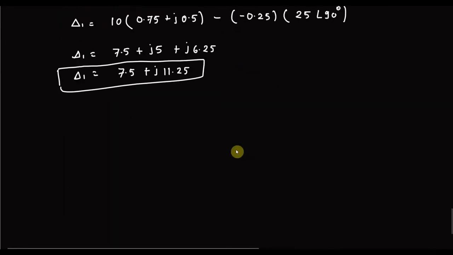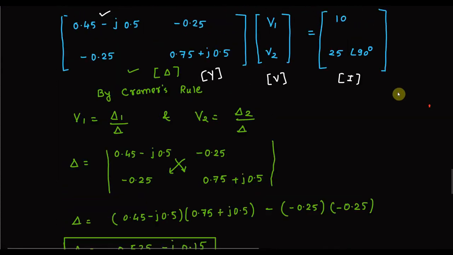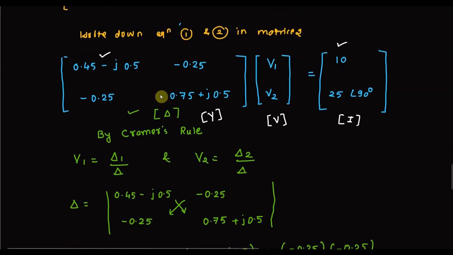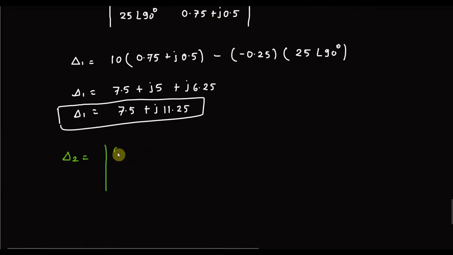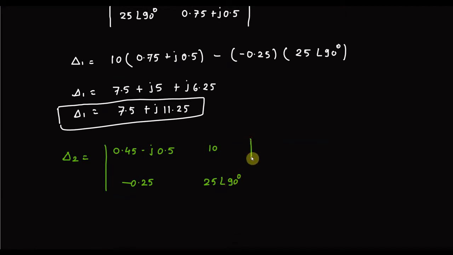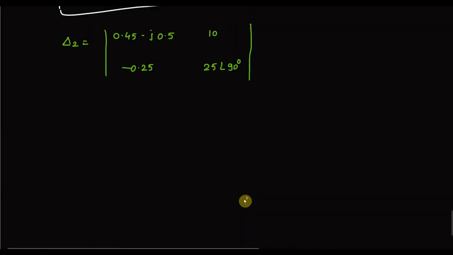Now similarly I will calculate the value of delta 2. So how do you get delta 2? Now replace the current matrix in the second column. So 10 at an angle 0 now comes here, and the rest of the things stay the same. So 0.45 minus j0.5, here minus 0.25, and here it is 10, and here it is 25 at an angle 90. Fine. Now simply solve this determinant.